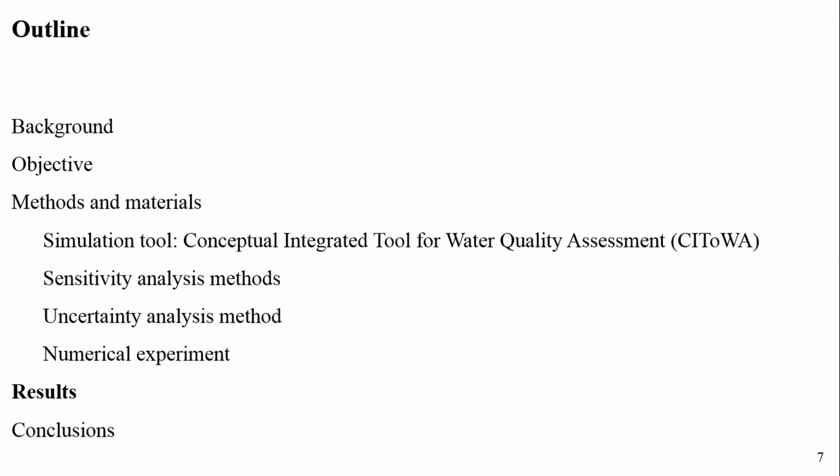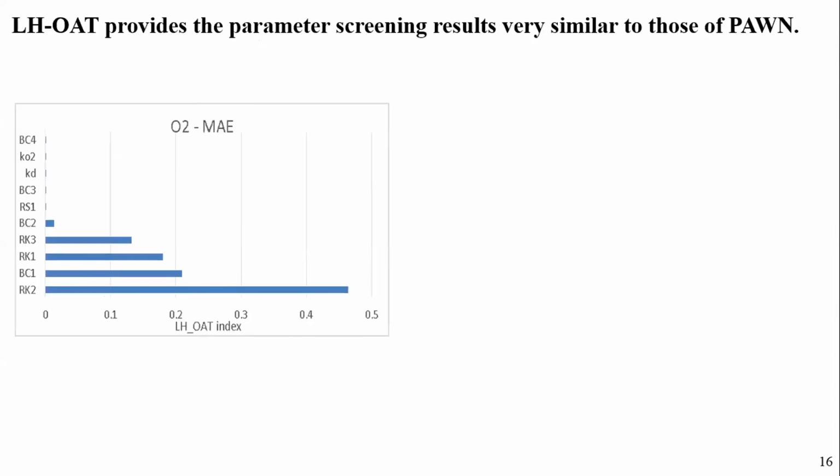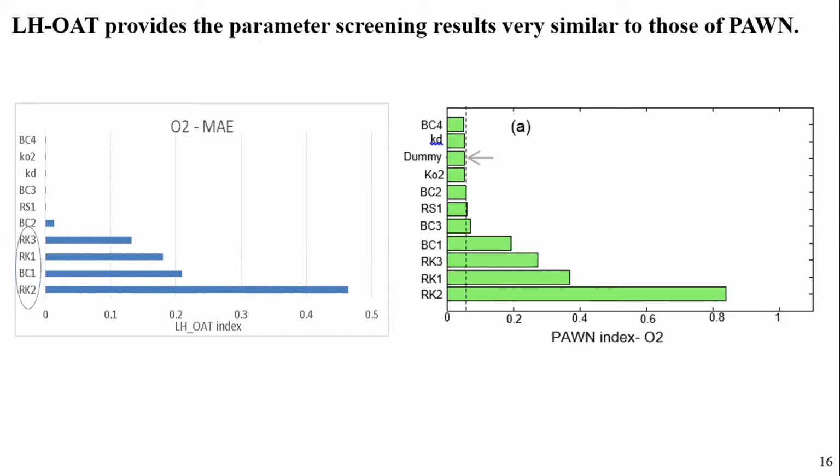This figure shows the result of the sensitivity analysis for the Latin hypercube one factor at a time method for dissolved oxygen. So these four parameters are selected as influential. To evaluate the Latin hypercube one factor at a time method, we see the result of PAWN for dissolved oxygen. Considering the sensitivity index of the dummy parameter, these four parameters are selected as influential. So we see that the Latin hypercube one factor at a time method provides a parameter ranking very similar to that of PAWN.